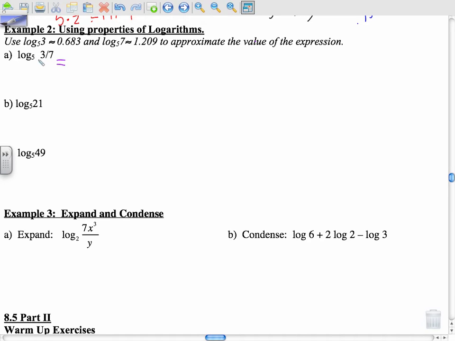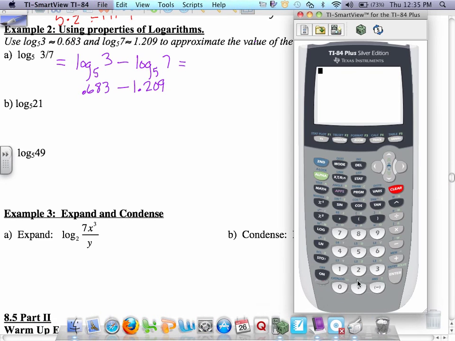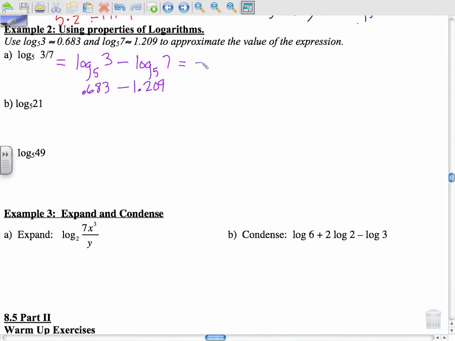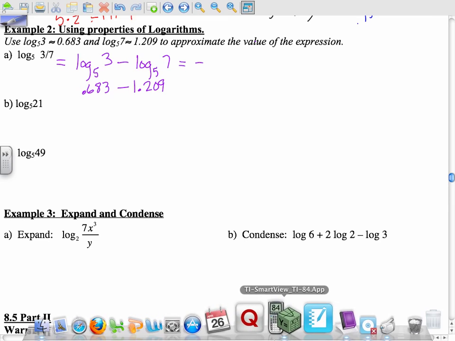So here we go. Log base 5 of 3/7. I'm going to change this using my division rule. Remember, division is subtraction. So I'm going to change it to log base 5 of 3 minus log base 5 of 7. Now, why did I do that? Because up here in my given, it tells me what log base 5 of 3 is. It's 0.683. And it tells me what the log base 5 of 7 is. It's 1.209. Then your last step is simply to go to your calculator here and go 0.683 minus 1.209. I get negative 0.526.